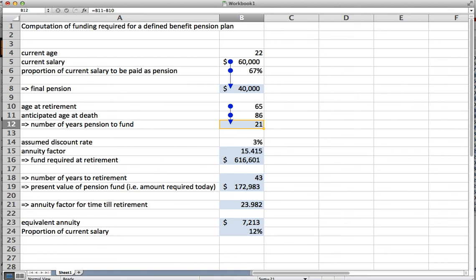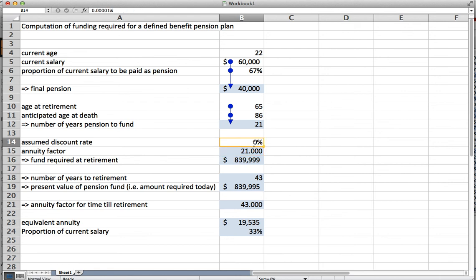What fund is required? Well, the fund required obviously depends on the assumed discount rate, and if you like, the rate of return that we're going to get on that pension fund as it's drawn down. Let's make it a very small discount rate, 0.0001, then the annuity factor is about 21, because in effect there is no discounting, and the pension fund would be equal to 21 years of the final pension, so 21 lots of 40,000, which is $840,000.